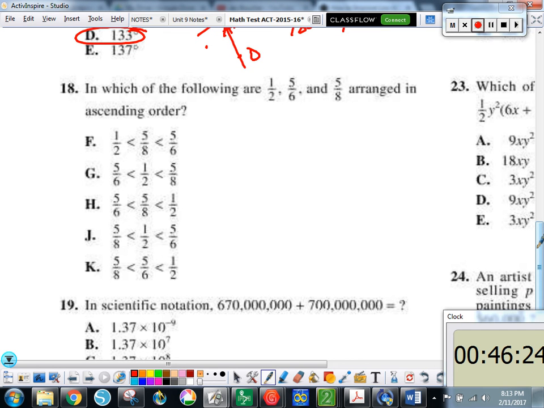Number 18, you got 1 minute. Ooh, this looks like a bunch of comparing fractions. Hopefully this one's quick for you.